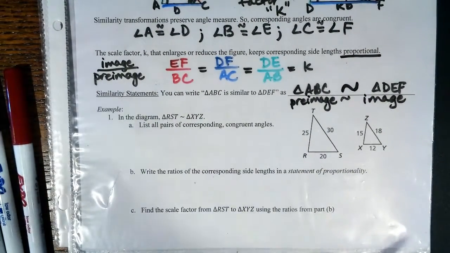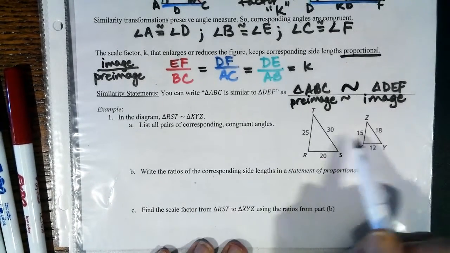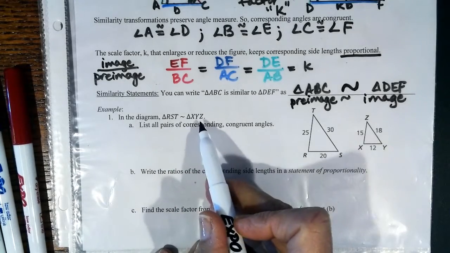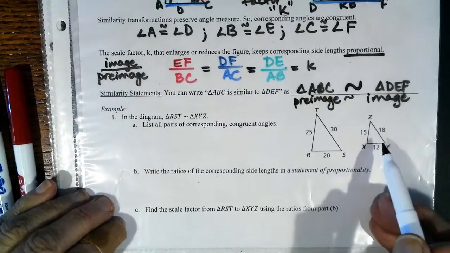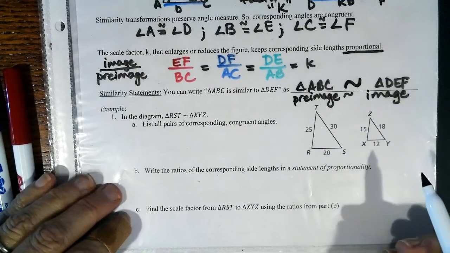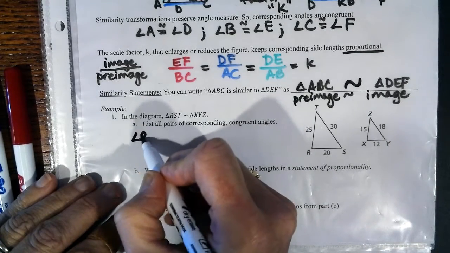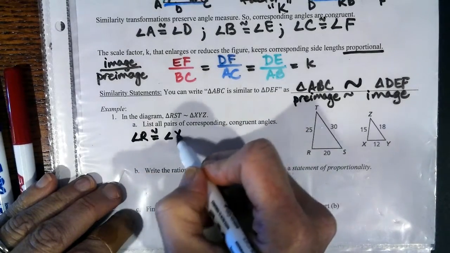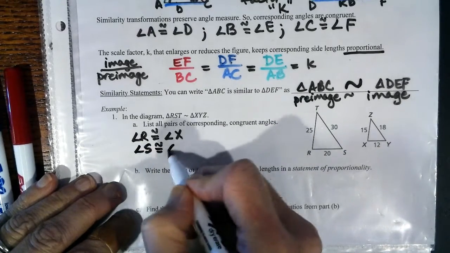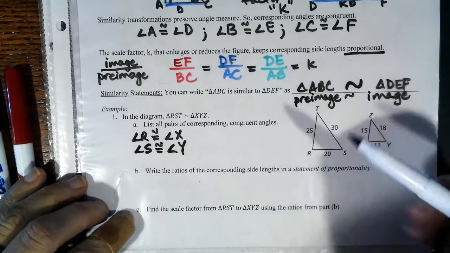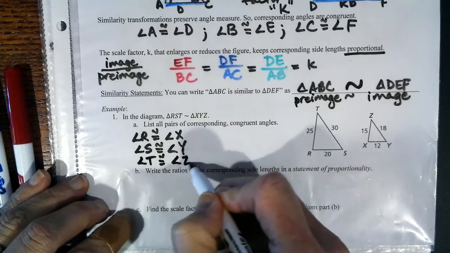So now what we can do is solve some problems. Okay, I've got two similar triangles here, RST and XYZ, and first of all, I'm going to list the pairs of angles that are congruent. So let's see, R corresponds to X. S corresponds to Y, and T corresponds to Z.